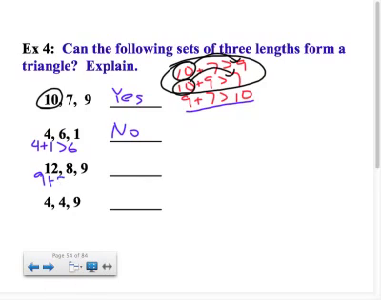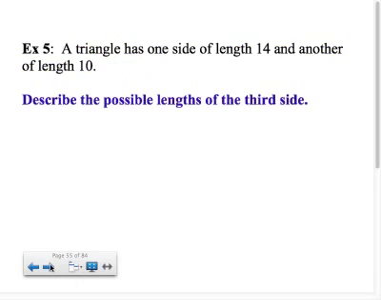9 plus 8 greater than 12. Well, that's 17 bigger than 12. That makes sense. That's yes. And then we have 4 plus 4 is bigger than 9. That's 8 is greater than 9. And again, I think we all agree that that's no. So that's a very basic application of the triangle inequality.